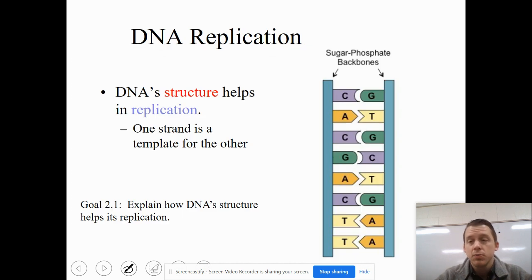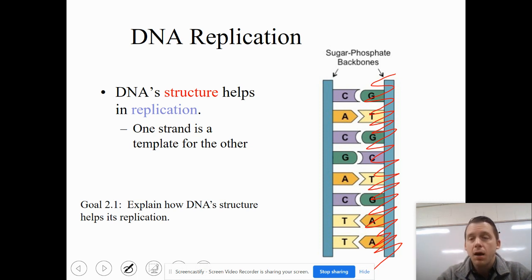DNA structure really helps in replication. It makes replication pretty easy. And the reason why is that one strand is a template for the other. So if you don't know what I mean by that, take a look at the DNA on the right. And let's pretend like we make one of the strands of DNA disappear. Even if I make that strand disappear, I still know what that strand was, right?